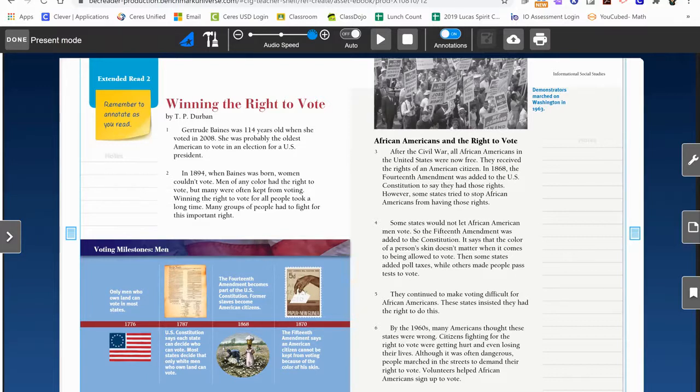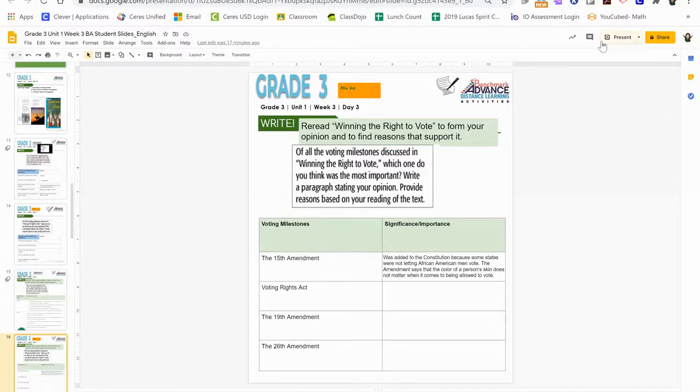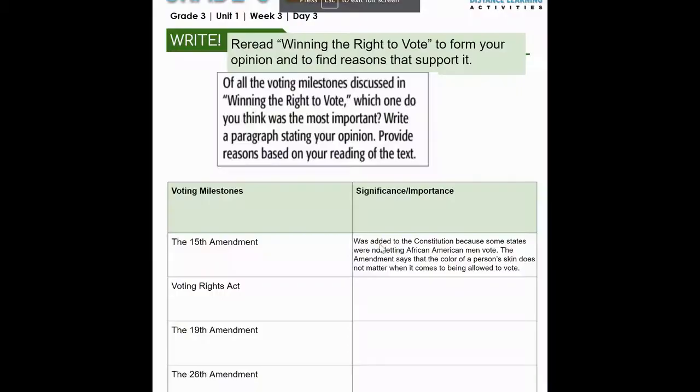Okay, so that is why on the chart I wrote that. I said the 15th Amendment was added to the Constitution because some states were not letting African American men vote. The amendment says that the color of a person's skin does not matter when it comes to being allowed to vote. So now you are going to go back to the story, Winning the Right to Vote, and you are going to find the importance or the significance of these voting milestones, and you will fill out the chart.